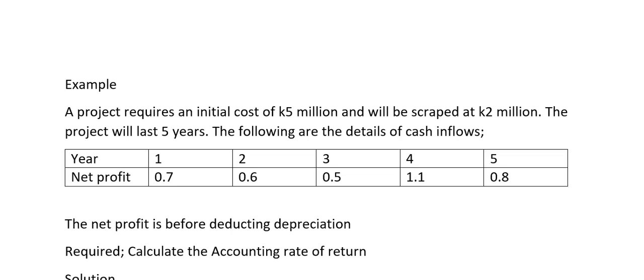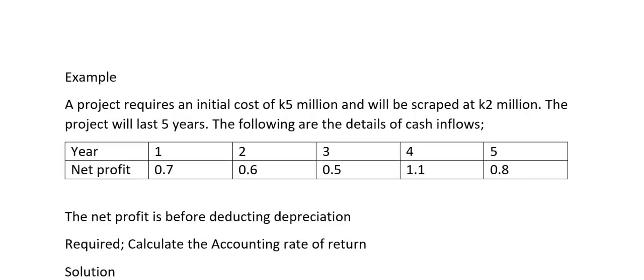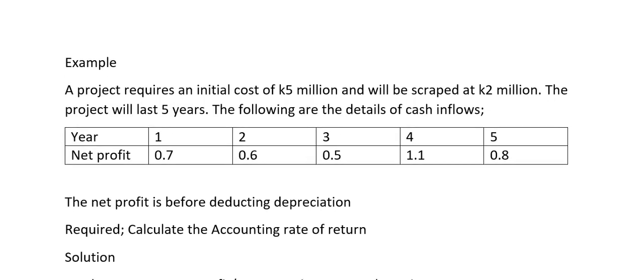A project requires an initial cost of 5 million and will be scrapped at 2 million. The project will last 5 years. The following are the details of cash inflows. I've got years 1 to 5, then we have net profits. The net profit is before deducting depreciation. Required, calculate the accounting rate of return.